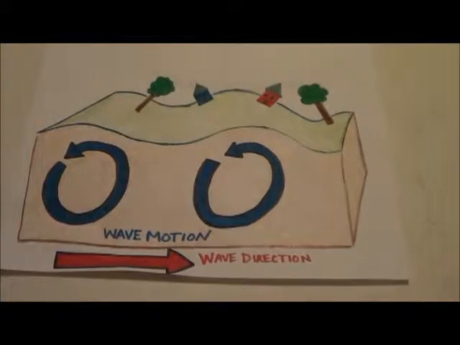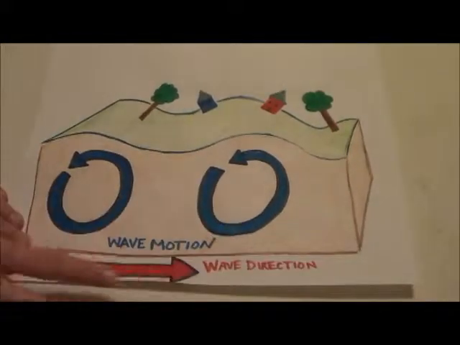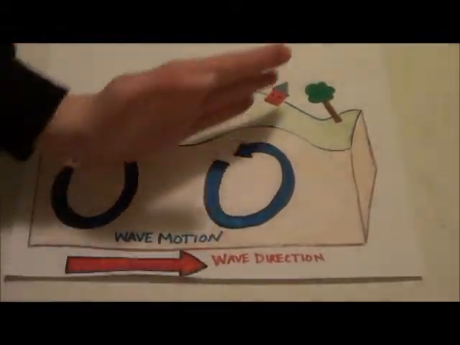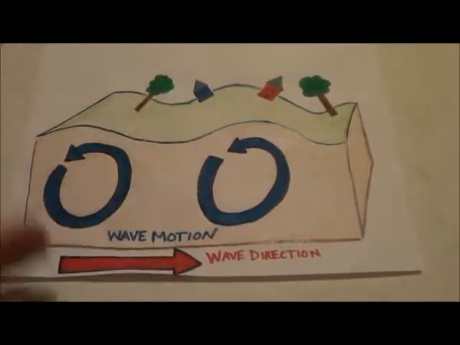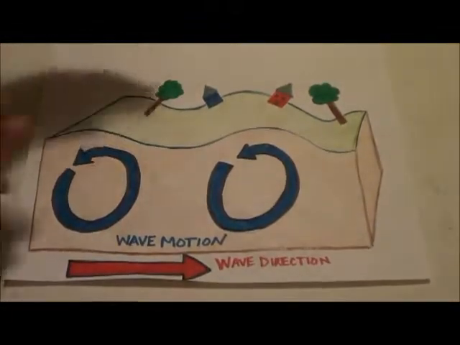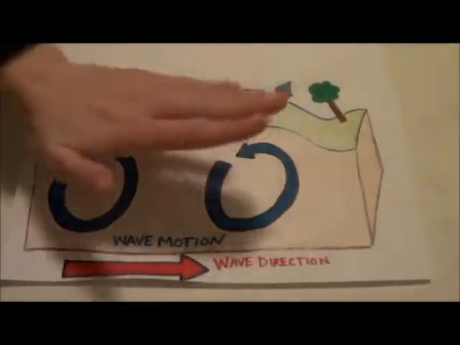This is the first kind of surface wave. Now you notice the wave direction is going this way, to the right. Now this kind of wave motion goes like waves in an ocean, which underground the motion is going in a circular direction, which causes these waves on the surface of the earth. And you can see the trees are tilting, the houses are tilting, so it's moving like this.